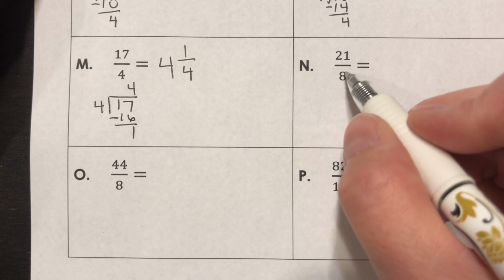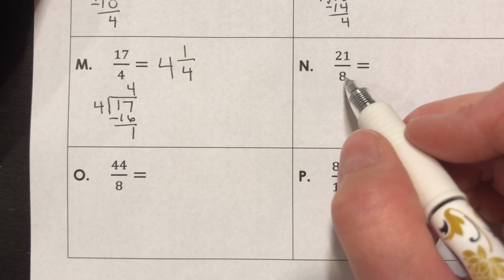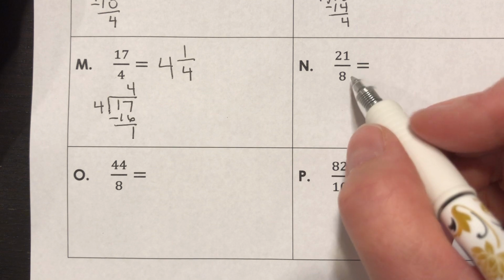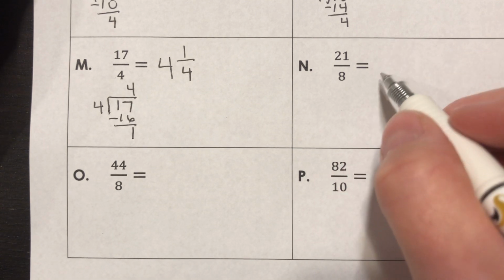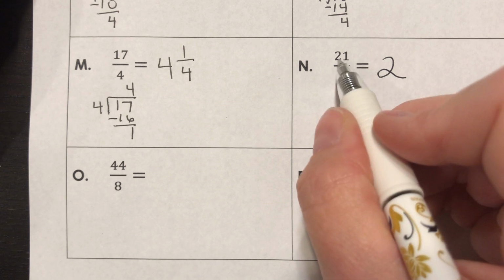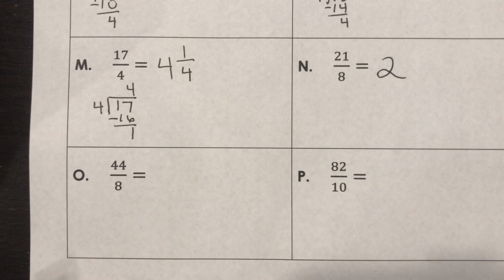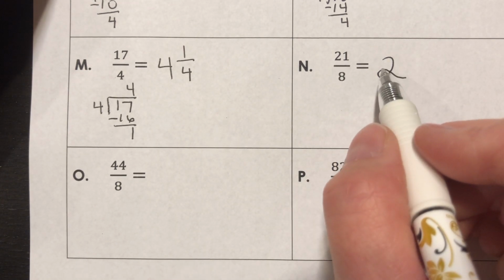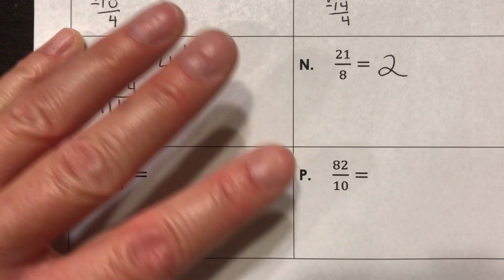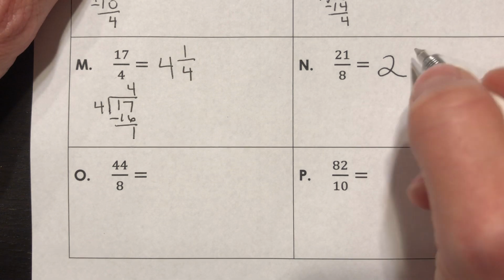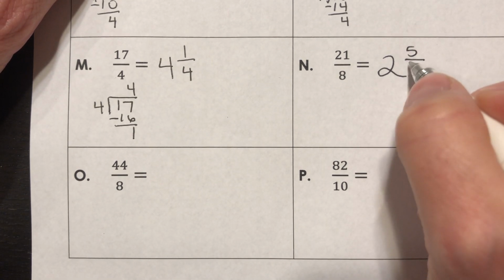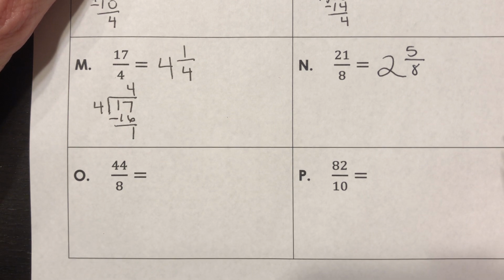All right, for letter N, I know that 8 times 2 is 16, and 8 times 3 is 24. So 8 times 2 is as big as I can go, right? So that's my whole number. I know I can fit 2 groups of 8/8 into 21/8. So 8 times 2 is 16. To get from 16 to 21, 16, 17, 18, 19, 20, 21. That's 5, right? So there are 5 left over. And what's my denominator? 8, because it does not change.